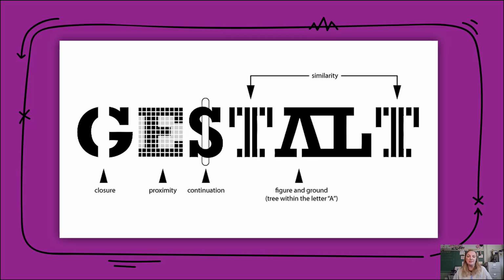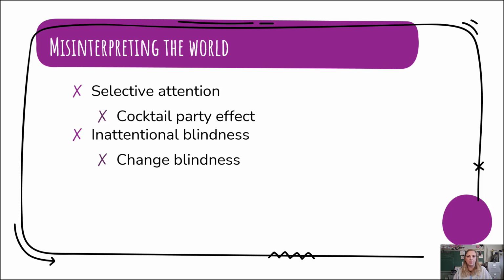All of these different principles of perception we have talked about are examples of top-down processing, using our past experiences with the world in order to make sense of it. But sometimes these past experiences allow us to misinterpret the world or have an incorrect perception of what's happening. The first example of this is selective attention. Again, our brain is lazy. It doesn't want to take in all of the information that it can at once.